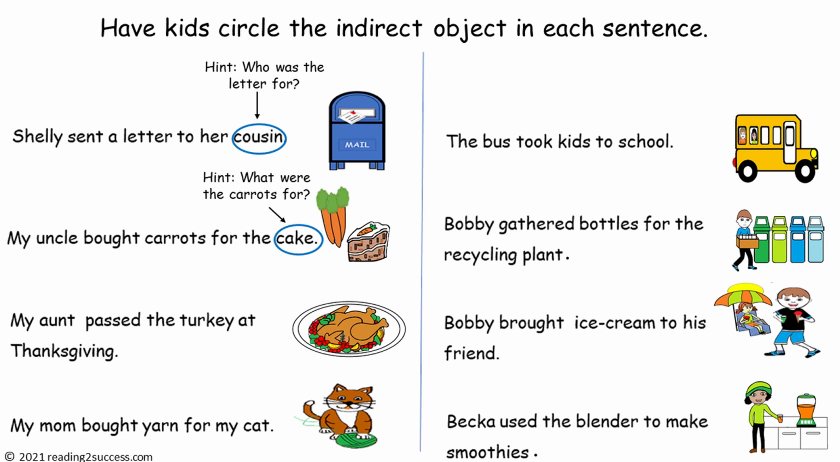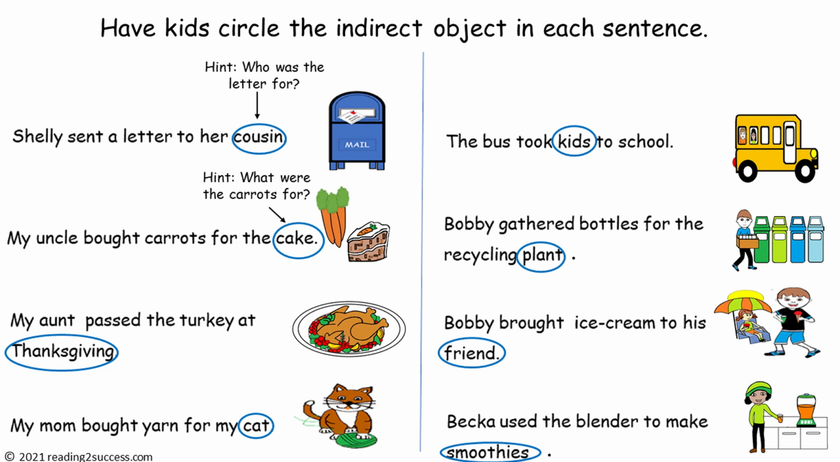The hint is, who was the letter for? And the answer is cousin. The second sentence, my uncle bought carrots for the cake. Question or hint is, what were the carrots for? Answer, cake. Cake is the indirect object of that sentence. And then complete that process with the rest of the sentences. And this is a completed example.